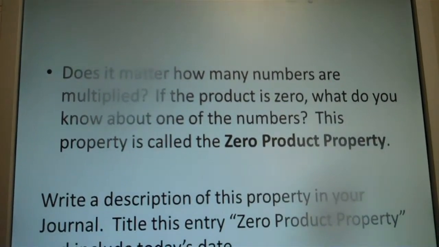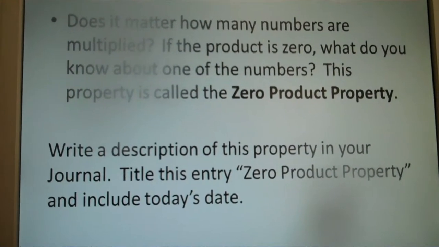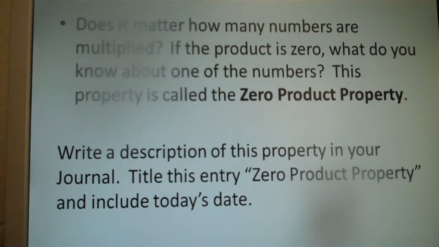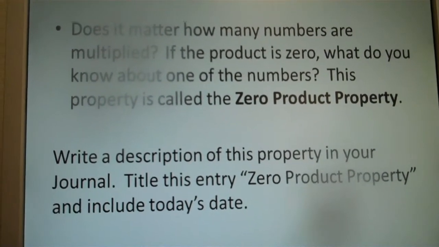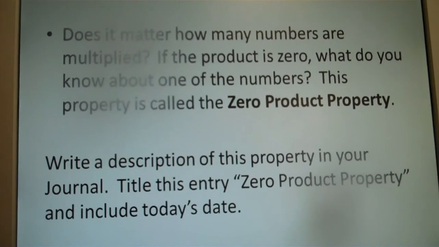This property is called the zero product property. So what I want you to do is write a description of this property in your journal. Title this entry Zero Product Property and include today's date. So just put that under today's lesson. This is as far as we got in class today, so if you can get all caught up with this part, you will be good to go tomorrow.